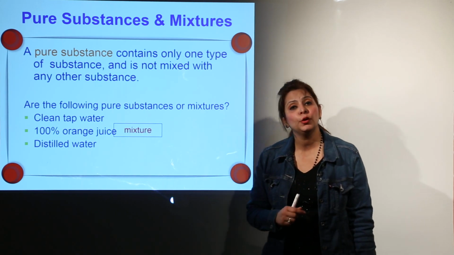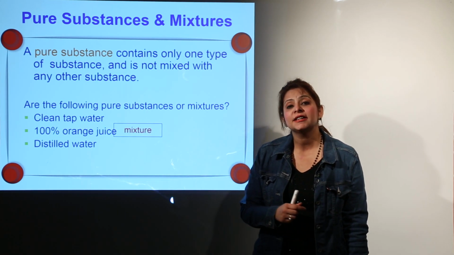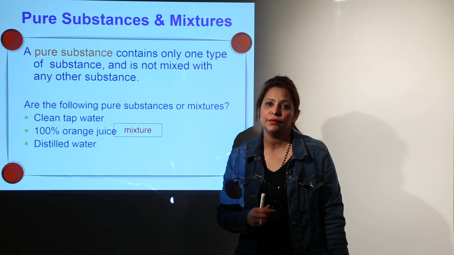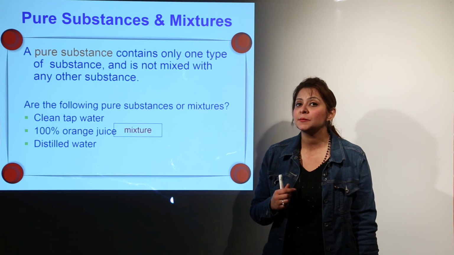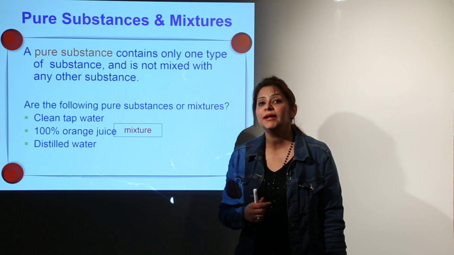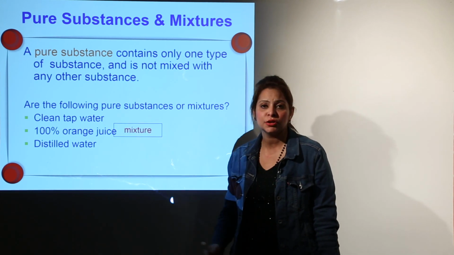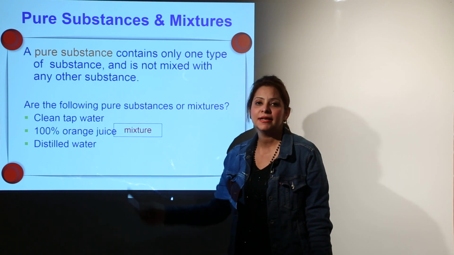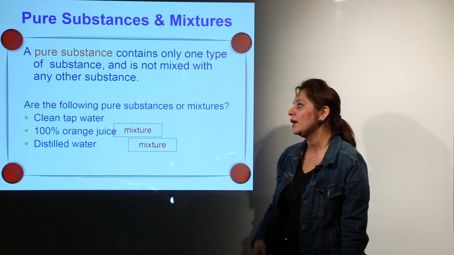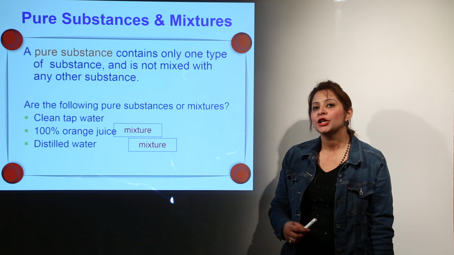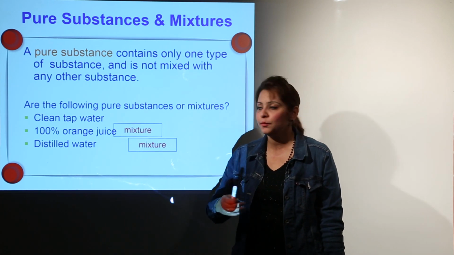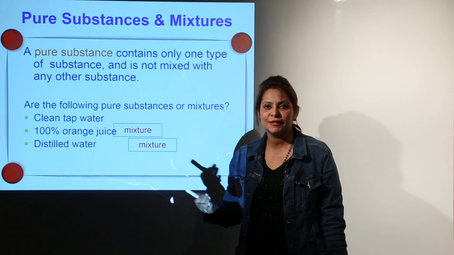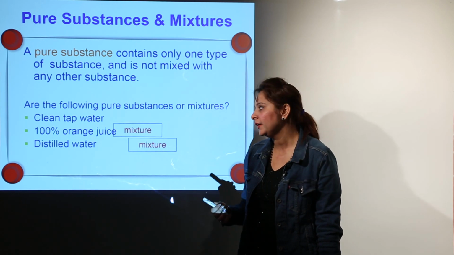it is not pure water. Along with the water, it contains many ions dissolved in it. That means it contains more than one kind of substance, and a substance which contains more than one kind of substance is regarded as a mixture. So clean tap water is a mixture. The second one we have is the orange juice. Similarly, orange juice is also a mixture because it contains the flavoring agent and many more things, right?